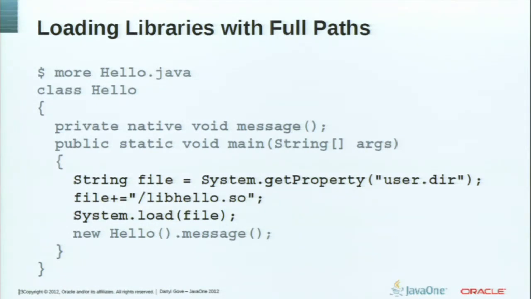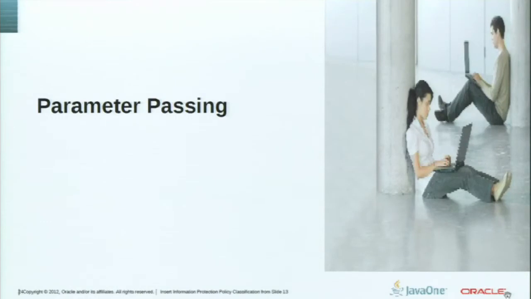And so I can get the user directory, which is basically the directory that you're working from, which again is a bit dubious because you may not be working from the right directory. And then I can append the file name and I can explicitly load the library. And that's a bit horrible, but it does work. So there's multiple ways of locating the library, but the message there is, by default, you may not find it.